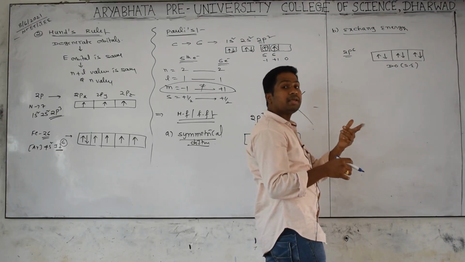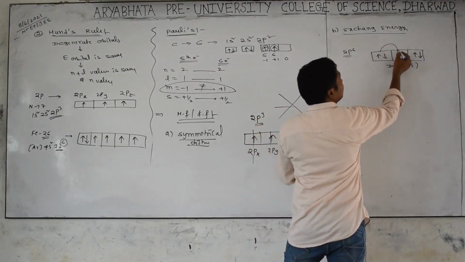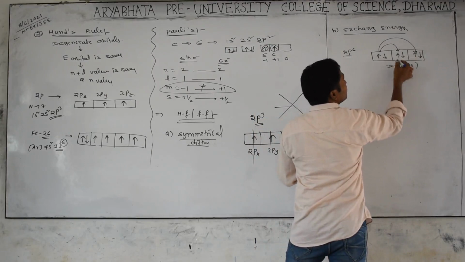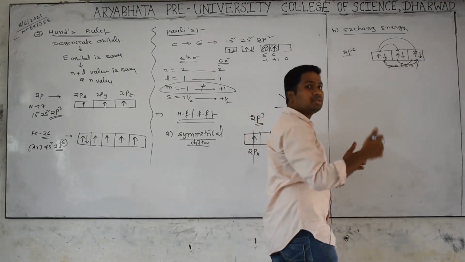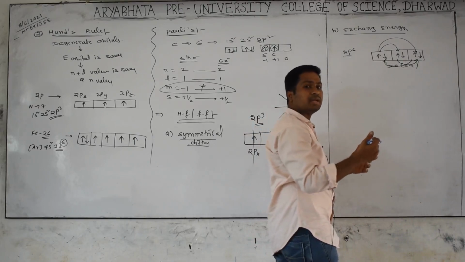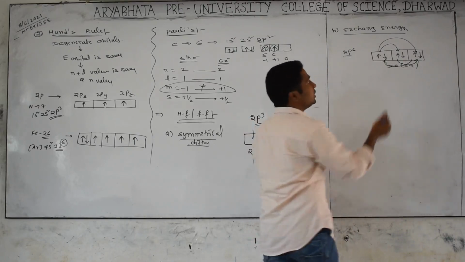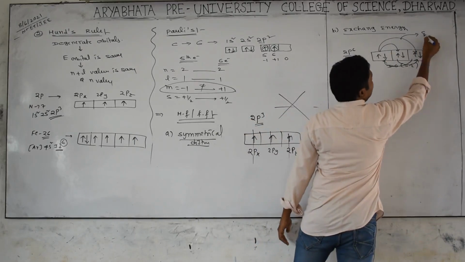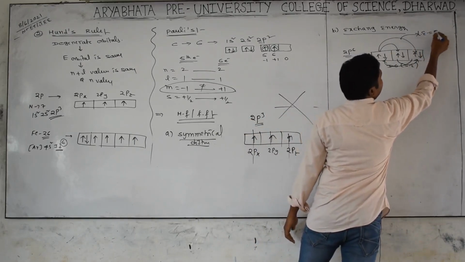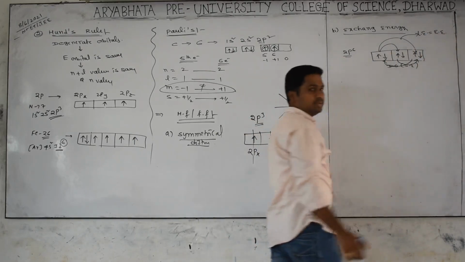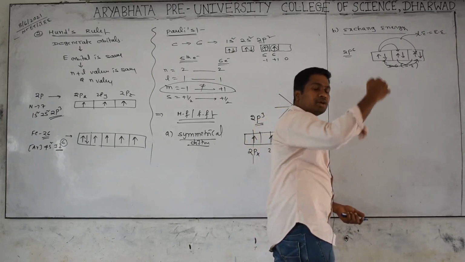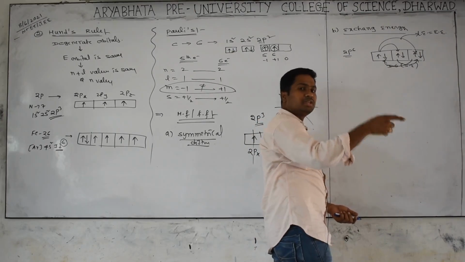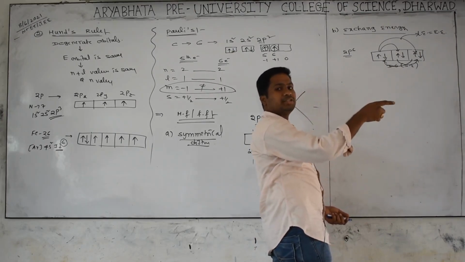Because of this equality, they are continuously exchanging their positions from one orbital to another orbital. While jumping like this, they continuously lose energy. That loss of energy is what we call exchange energy. So while electrons continuously jump from one orbital to another, they lose energy. That lost energy is called exchange energy.